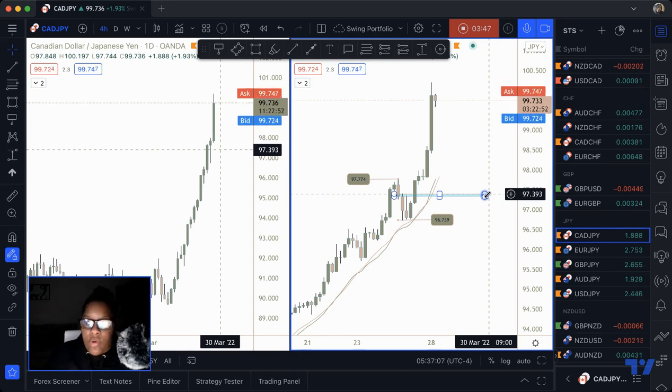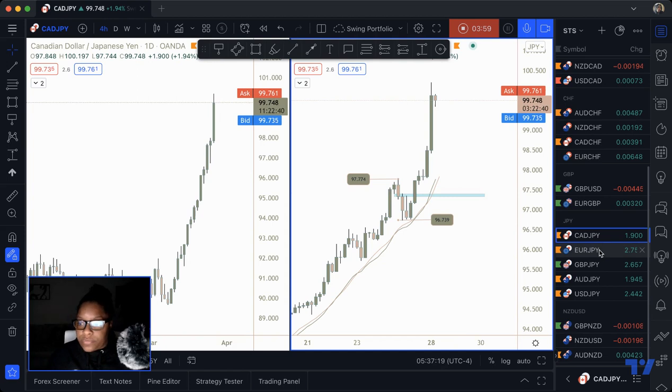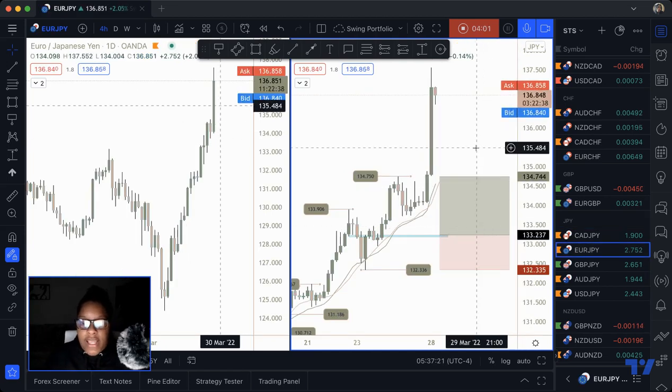So that's what I'm going to be looking to do once I see price pull back. This means that I don't have a trade this morning on CAD JPY. We go to the next setup because I'm looking for something that's pulling back or close to that zone. Okay. Next is going to be Euro Yen.